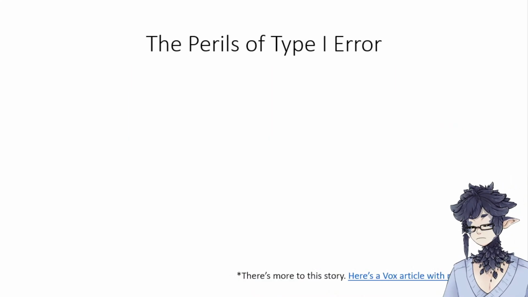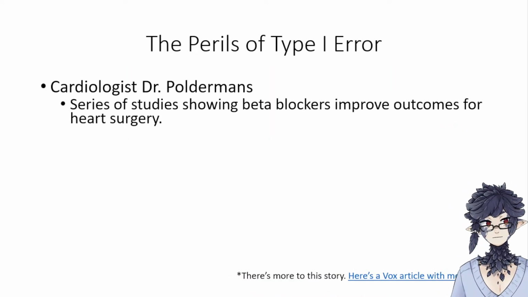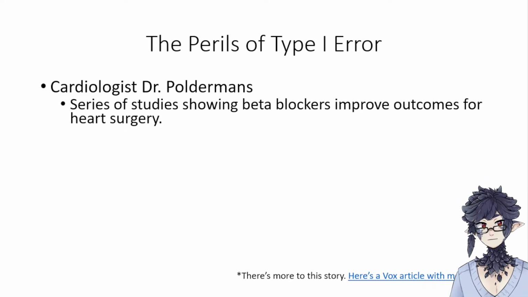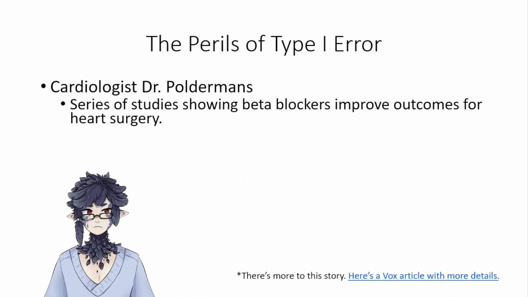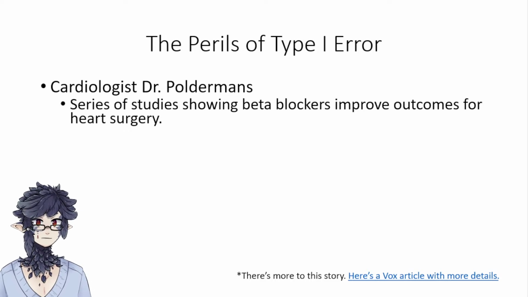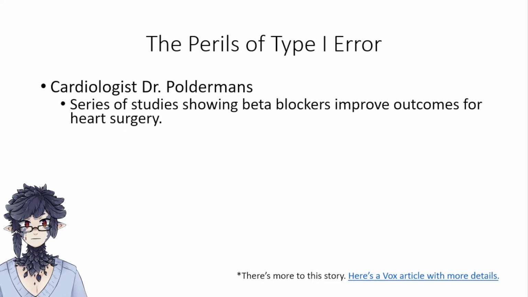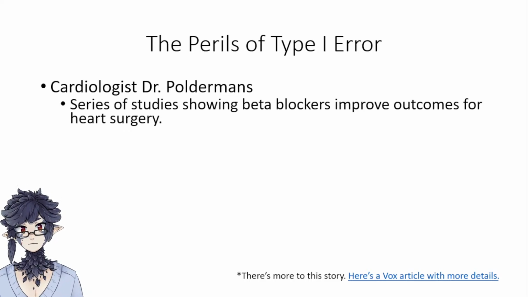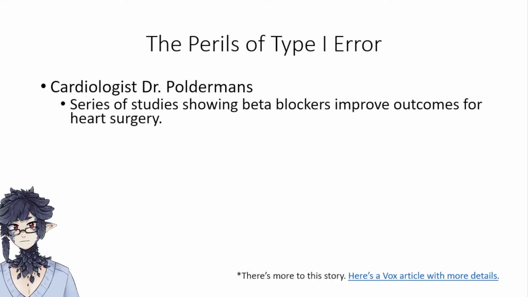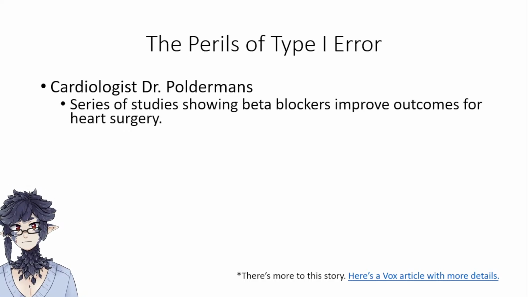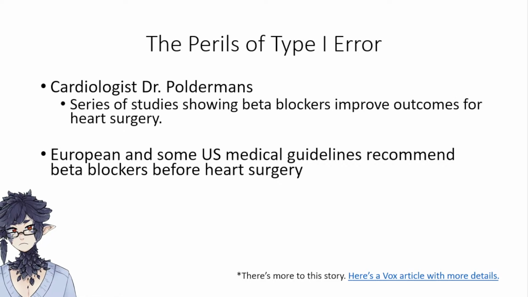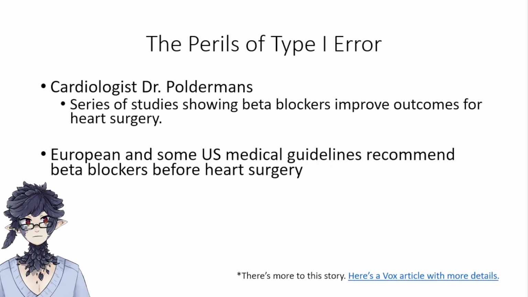This is more serious. There's this cardiologist, Dr. Poldermans, and he had a long series of studies. There's a Vox article linked in the slides. I have the PDF of the slides uploaded in a Google Drive folder that is linked in the description of the stream. But he did a series of studies showing that beta blockers improved outcomes for heart surgery. And because of all these studies, European and some US medical committees started recommending taking beta blockers before heart surgery.